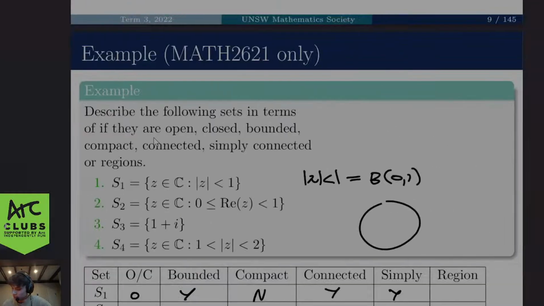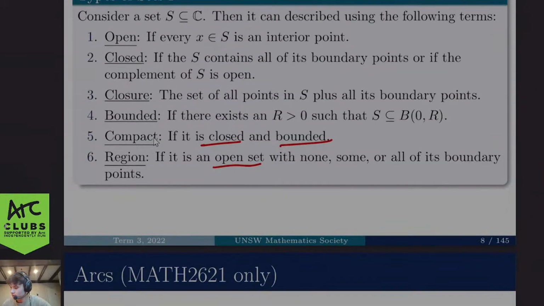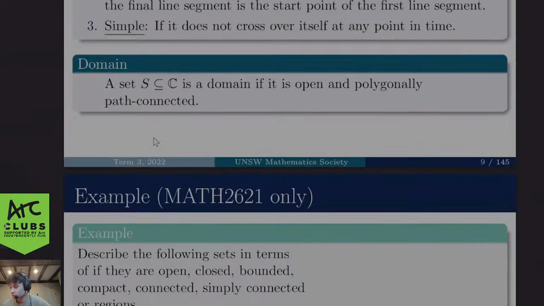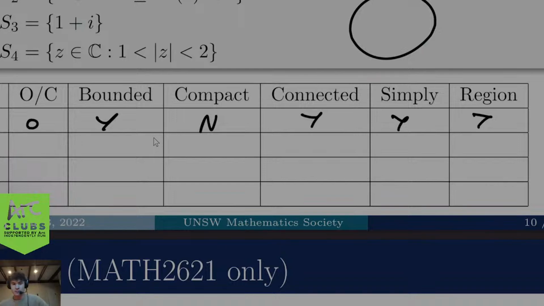And region, remember, was an open set with none, some, or all of its boundary points. We do have an open set with none, some, or all of its boundary points. So yes, it's a region.